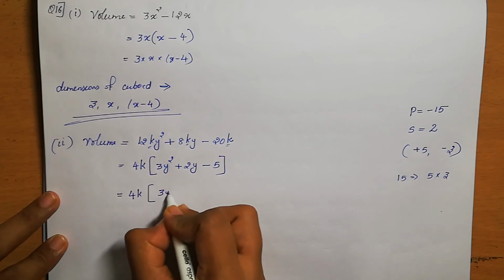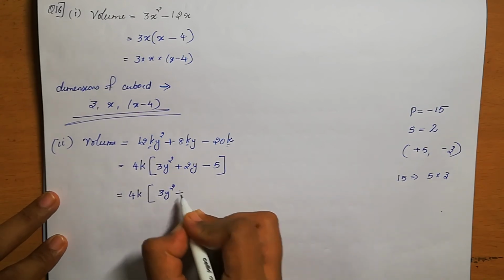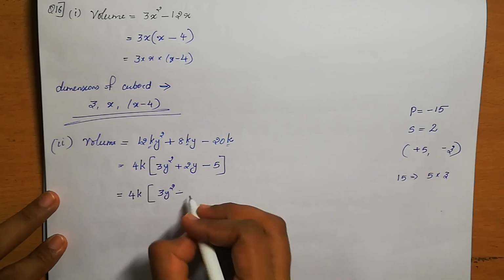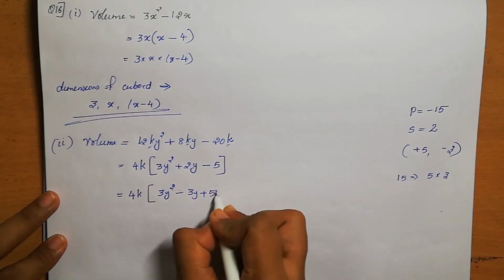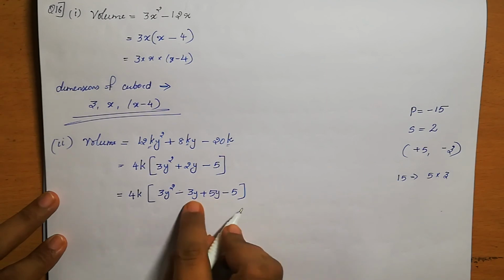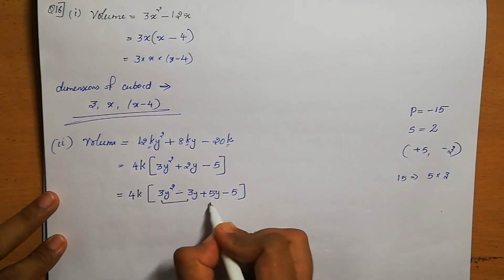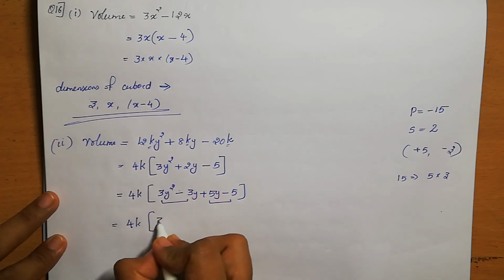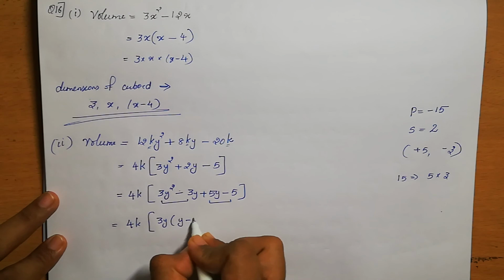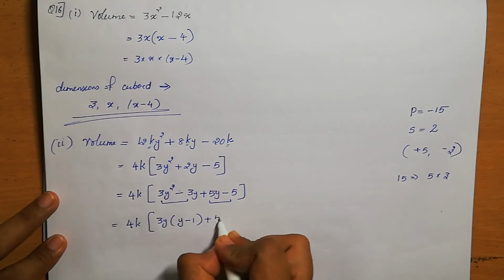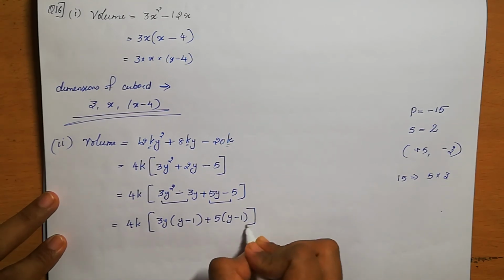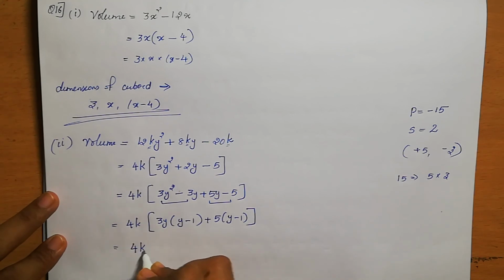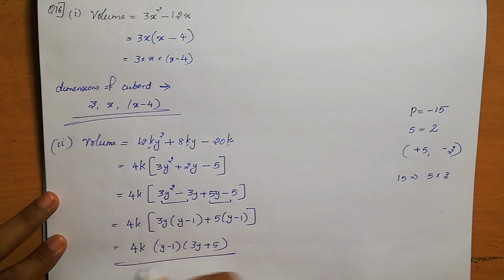So we can write this as 3y square minus 3y plus 5y minus 5. 5y minus 3y is plus 2y only. So these two terms we can again combine. So 4k into, from these two terms which one is common? 3y is common, remaining is y minus 1. From these two terms 5 is common, remaining is y minus 1. Again we can take y minus 1 as common. So y minus 1, remaining is 3y plus 5. So here the factors are 4k. This 4k we need to write together.